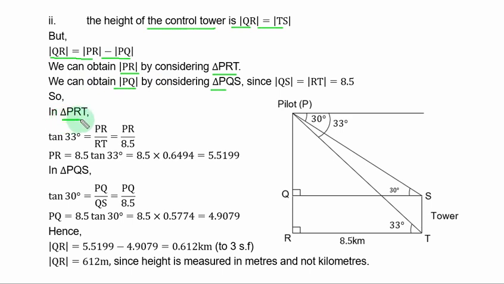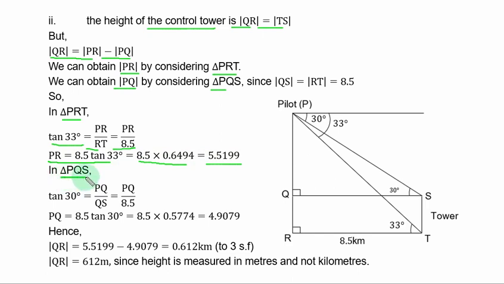In triangle PRT, we have opposite and adjacent. That is tan 33 degrees equal to PR over RT. You have it in this form. Multiply through by 8.5 to clear fraction. You have PR equal to 8.5 times tan 33 degrees. You have this result and this result.